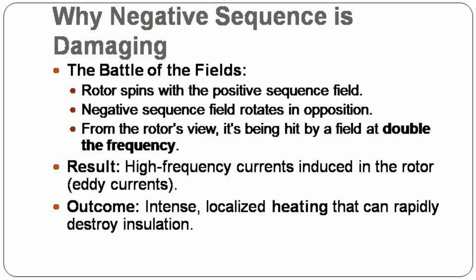And as we know from I squared R losses, current causes heat. But this isn't just any heat. It's intense, localized heating in the massive iron of the rotor, which is very difficult to cool. This can quickly burn the insulation, warp the metal, and lead to catastrophic failure. And this is why negative sequence protection is a critical, non-negotiable setting on any large generator or motor relay.